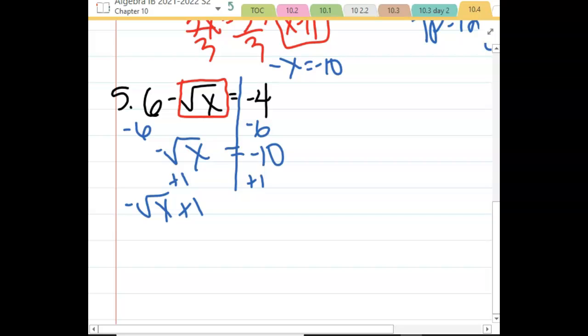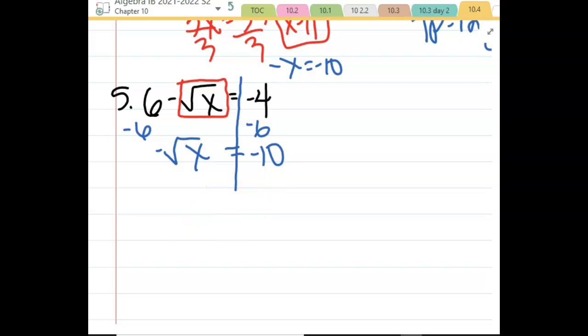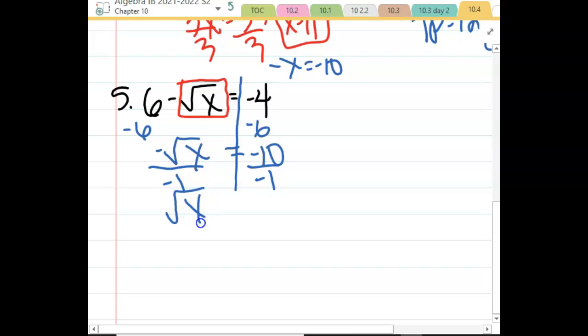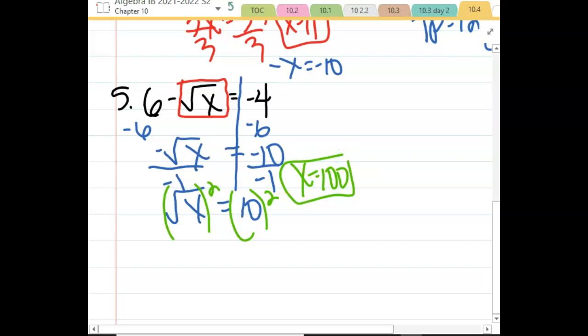Is that what I wanted to do? No. How would you get rid of this? There we go. Divide by negative 1. Because look, a negative over negative 1 is just going to give me the square root of x. And on the right-hand side, negative 10 over negative 1 is just going to give me a positive 10. Now the radical is by itself, so we can square both sides. So we should get x equals 100. Same thing, double check your answer.